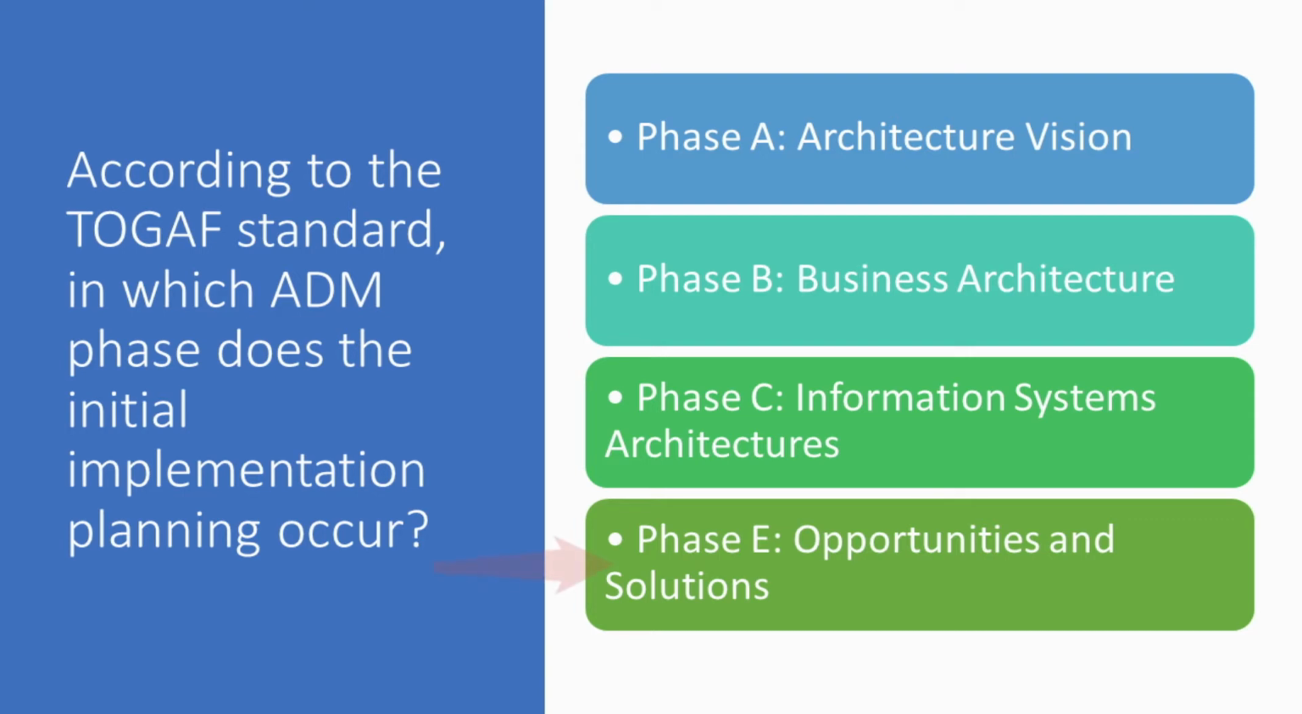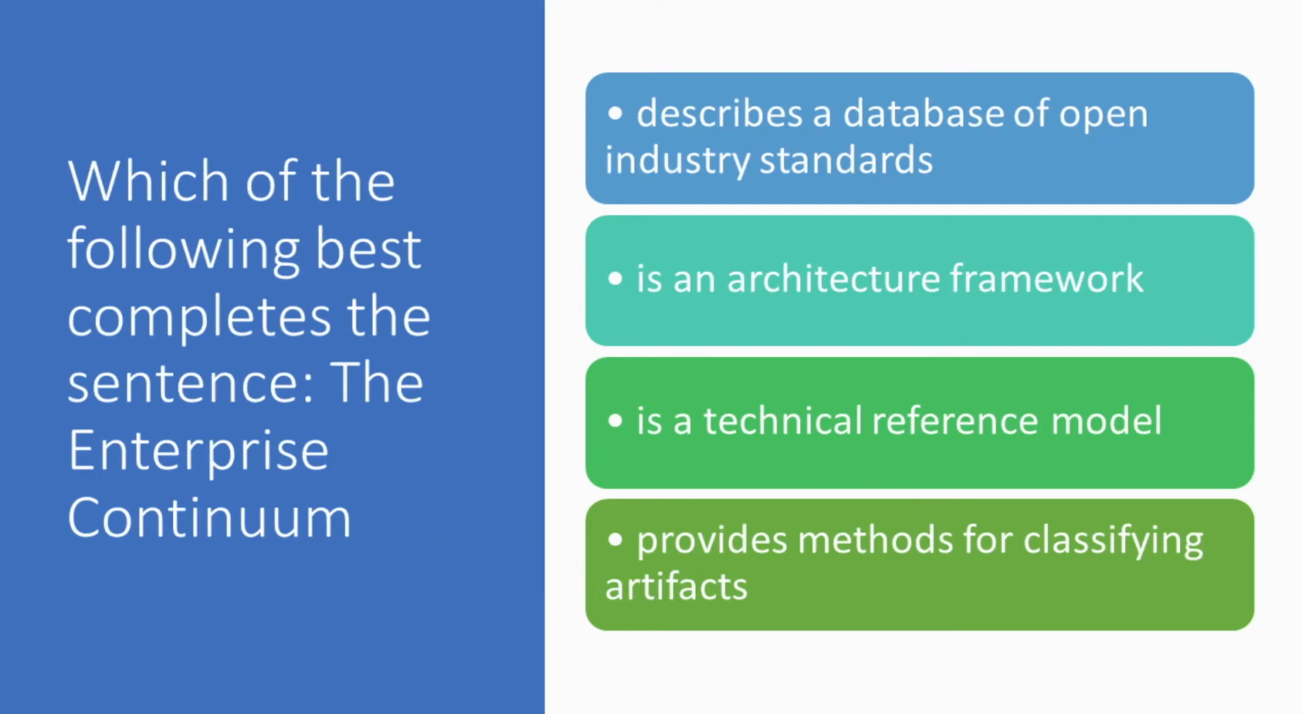Correct answer for this question is option D, Phase E, opportunities and solutions. Because it conducts initial implementation planning and the identification of delivery vehicles for the architecture defined in the previous phases. Let's talk about the next question.